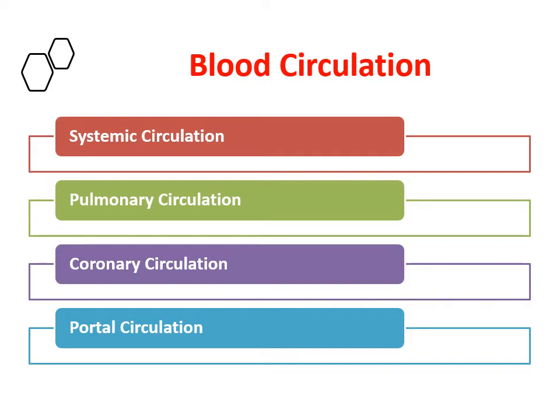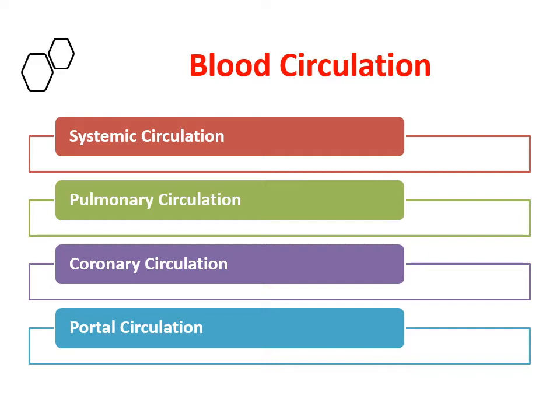Next is the pulmonary circulation. As you say pulmonary, it is related to the lungs. So the pulmonary circulation is the portion of the circulatory system which carries deoxygenated blood away from the right ventricle to the lungs and returns oxygenated blood to the left atrium and ventricles of the heart.